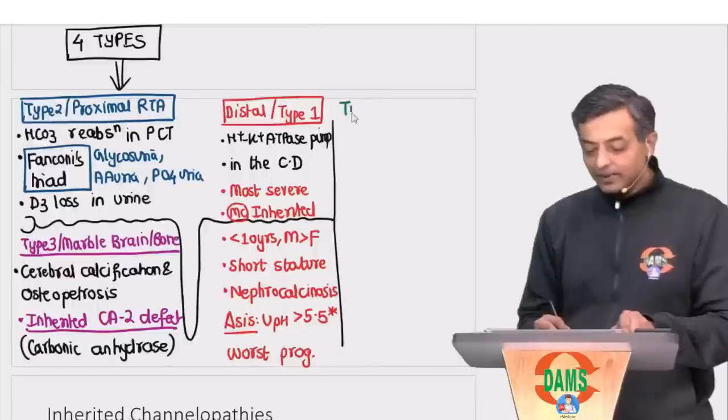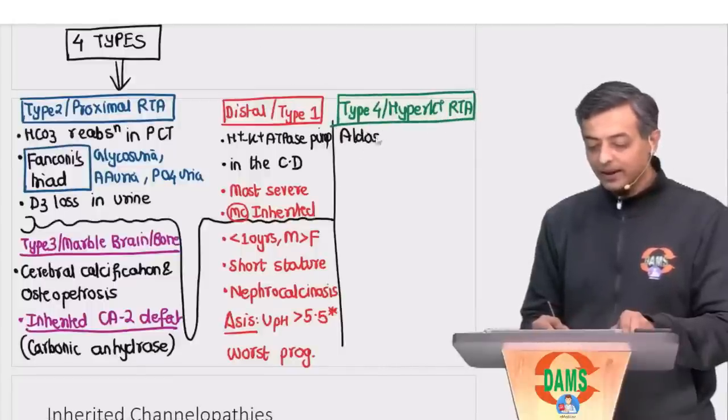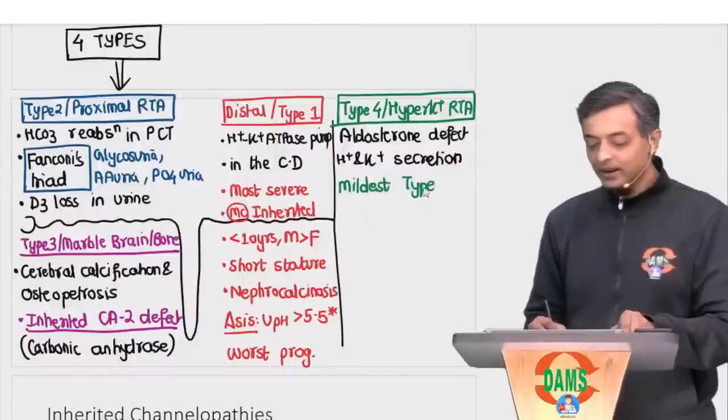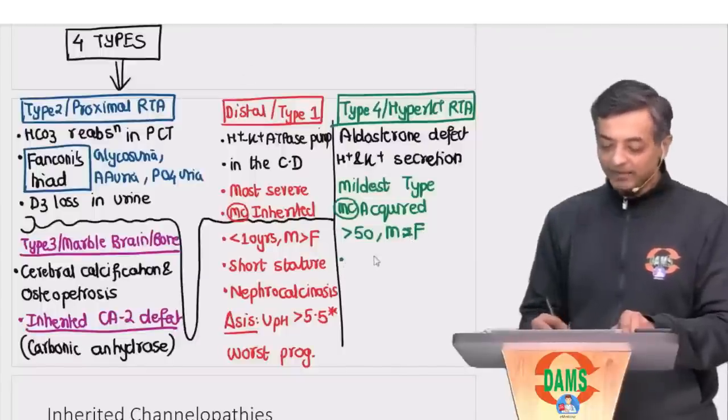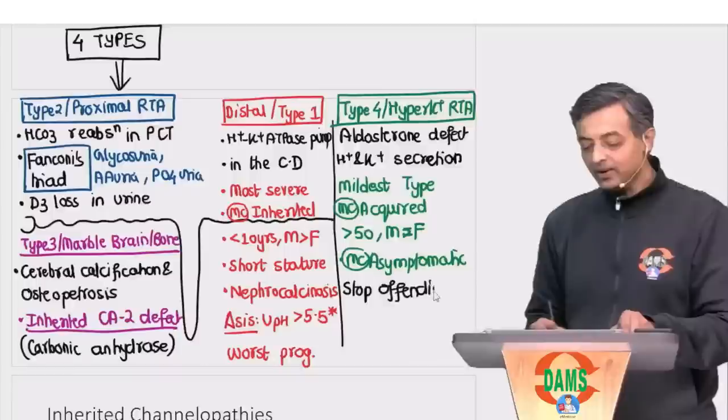The type 4 RTA is also called hyperkalemic RTA. It is the only RTA with hyperkalemia. There is an aldosterone defect, which causes defect in both H+ and K+ secretion. Since it is the opposite, it is the mildest type of RTA, and the most commonly acquired, and that is why age of presentation is more than 50, equal in both genders. The majority presentation is asymptomatic, and it can be drug induced, so stopping the offending drug can cure the disease.